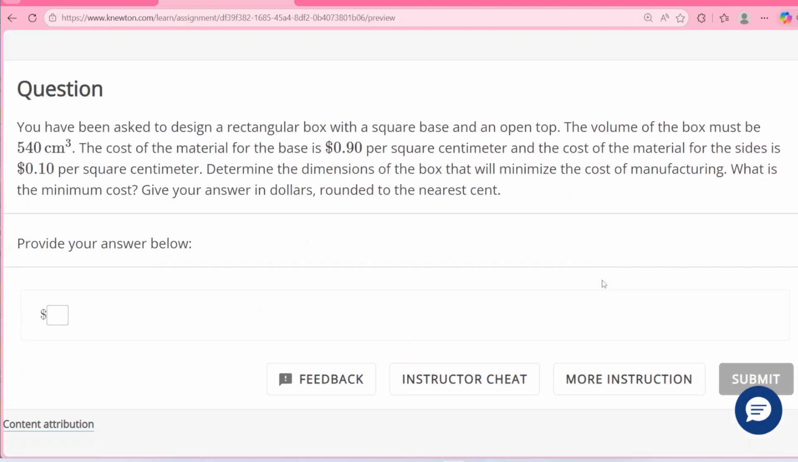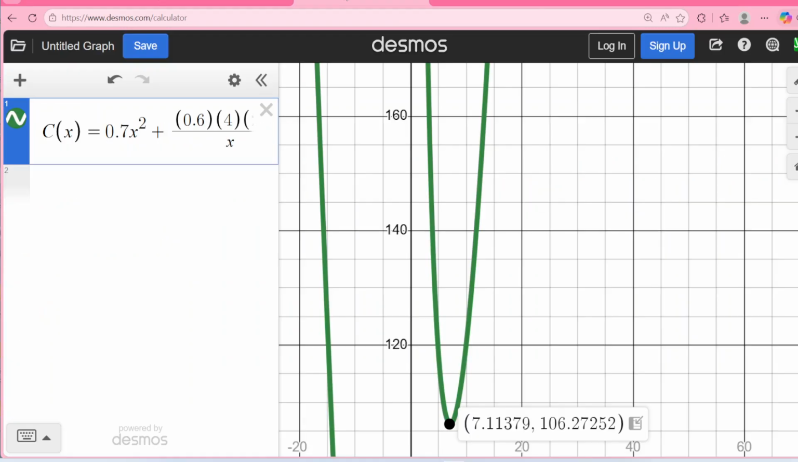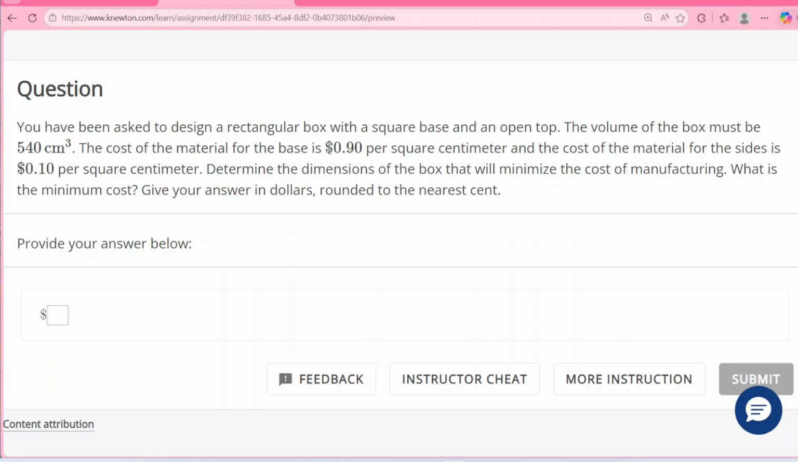All right, so another one, this is very similar. Box, square base, open top. Volume must be 540. And these are the costs. So all that would change to give me the smallest cost. Right, remember this had 70 cents for the bottom, 60 cents for the sides. This is 90 cents for the bottom and 10 cents for the sides.